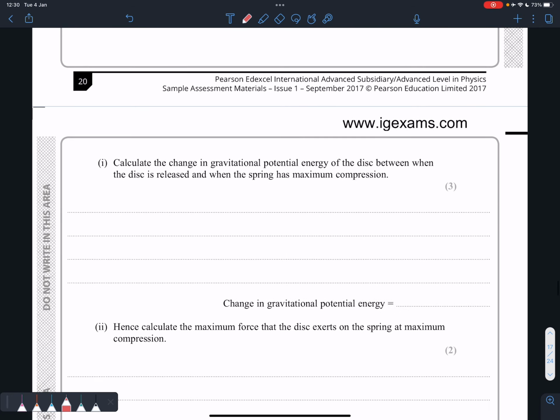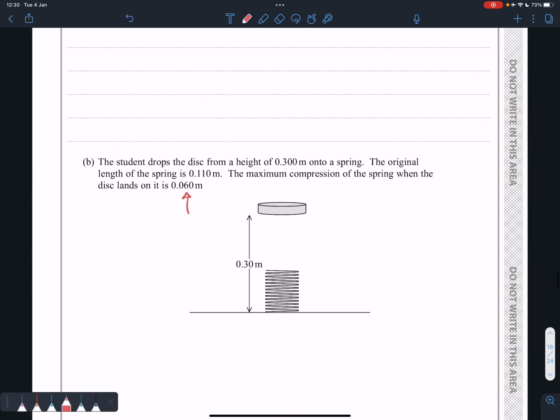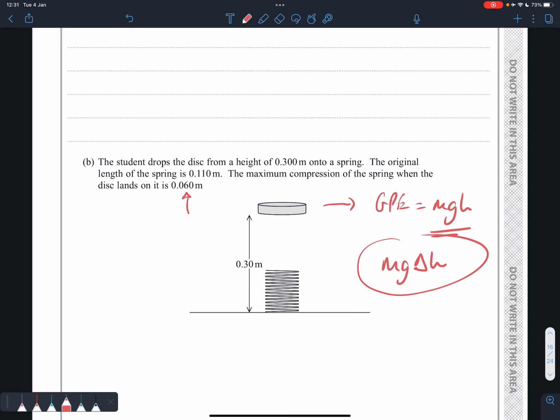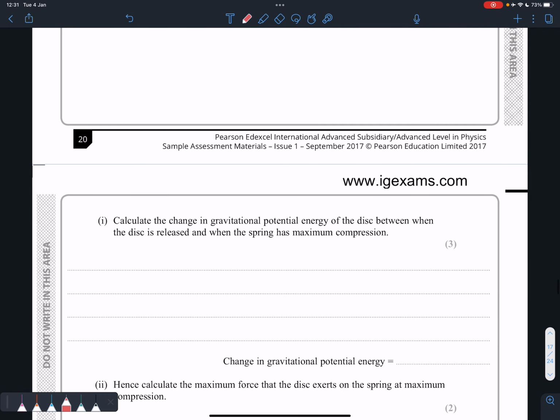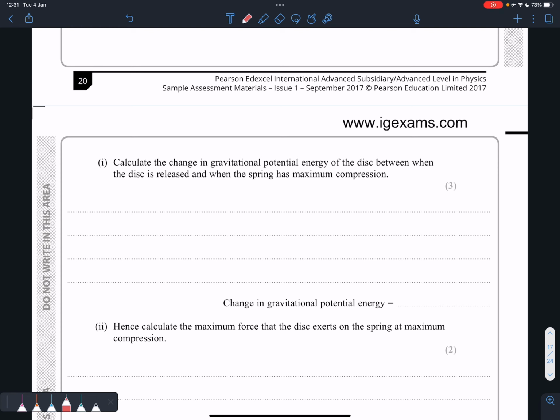With this, you've got to calculate the change in gravitational potential energy of the disk between when it's released and when the spring has maximum compression. The thing is here, you've got to work out that it's got a certain amount of gravitational potential energy now due to the height. So GPE equals mgh, and it loses mg delta h, whatever its height changes by, that's what it loses. But it gains, well, first of all, it says calculate the change in gravitational potential energy.